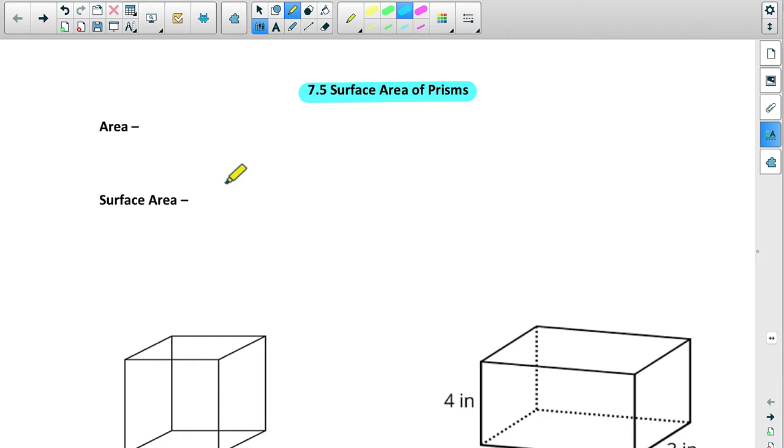All right, so I'm going to start us off, and then I'm going to switch over to the old video. It's going to look quite a bit different, the old video, but I assure you the questions are exactly the same. So what I'm going to start with is an explanation of the difference between area and surface area. Maybe I'll talk about volume too.